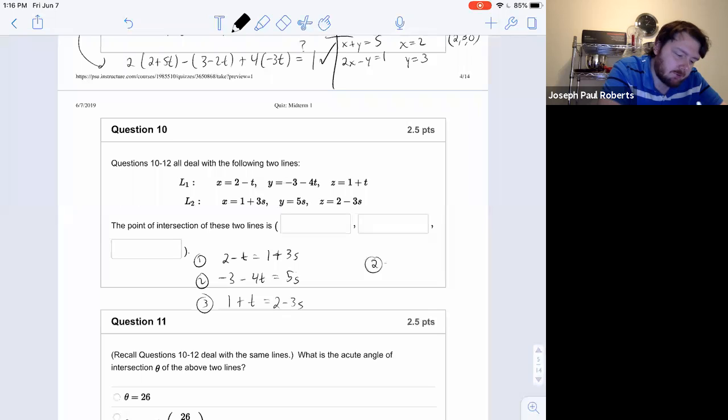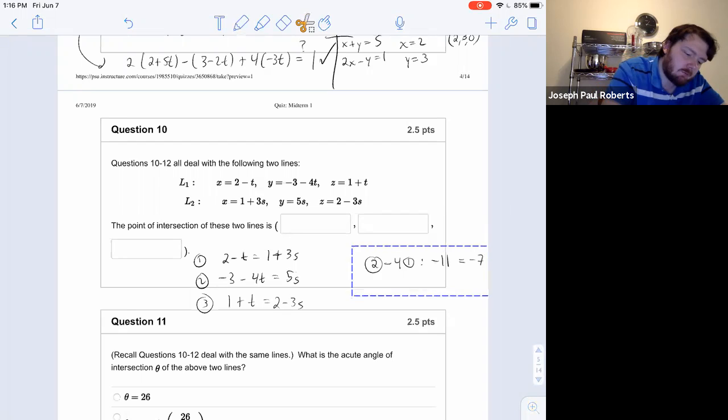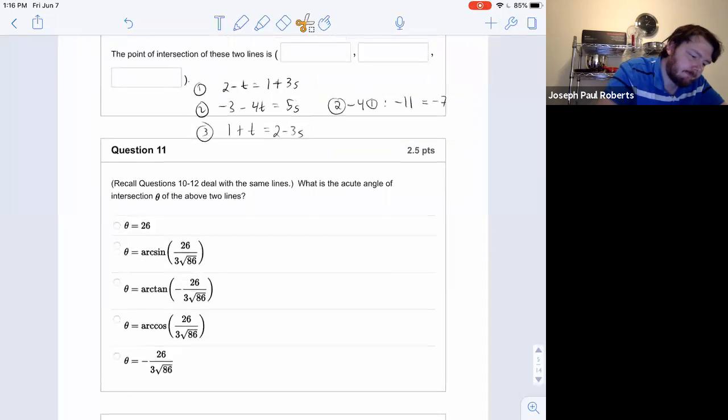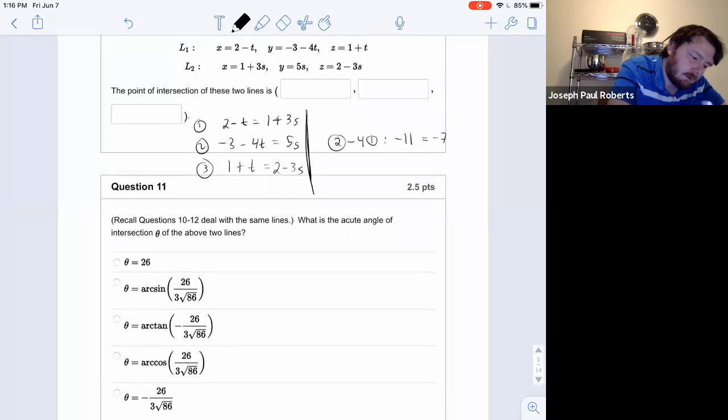If I do equation 2 minus 4 times equation 1, that's going to eliminate my t's. So negative 3 minus 8 is negative 11. And then this is going to be what? 5s minus 12s is negative 7s. Sorry, I'm running out of room. Let's move this over. Negative 7s minus 4. So if you play around with that, you're going to get that s is 1. And then from there, you will see that t has to be negative 2.